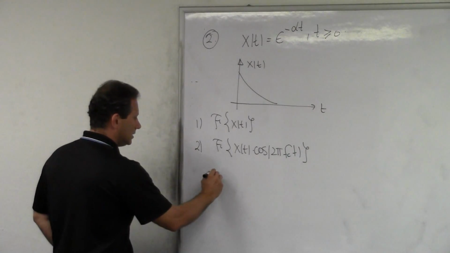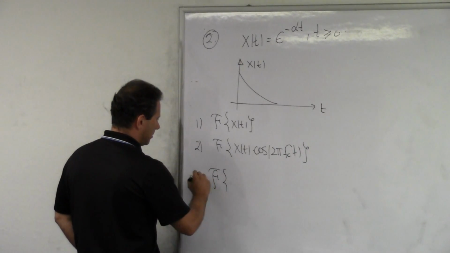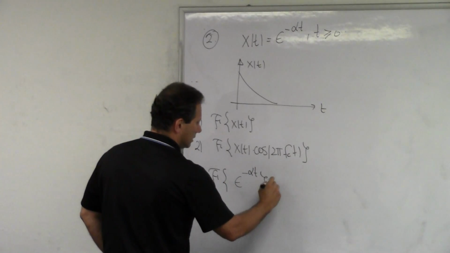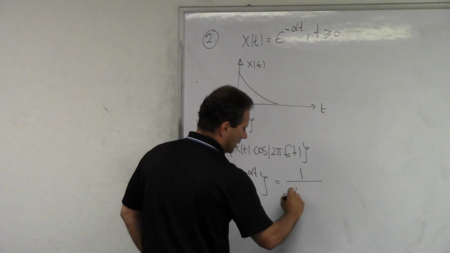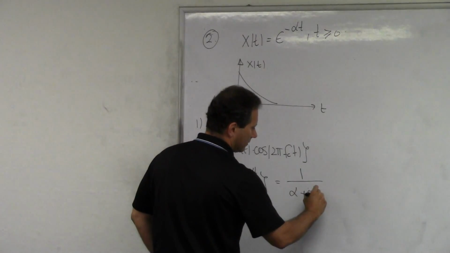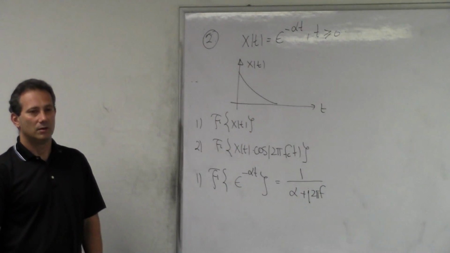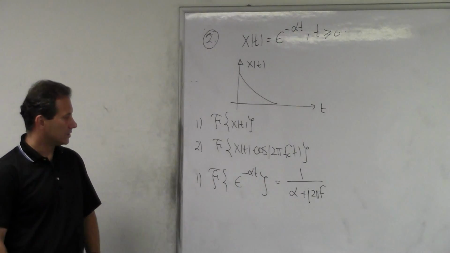So here it's very easy. Part 1: the Fourier transform of e to the minus alpha t is equal to 1 over alpha plus j 2 pi f. That's from table 1. It's evaluated really easily, by just straightforward integration.